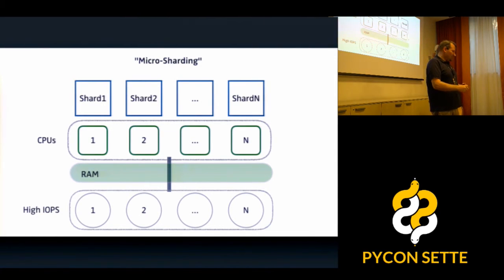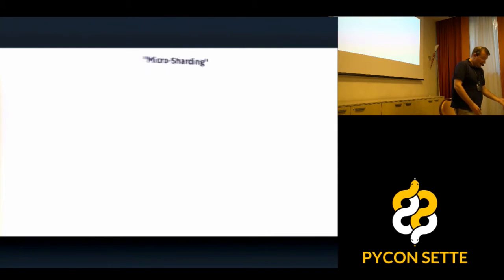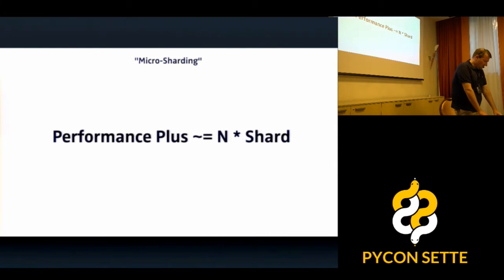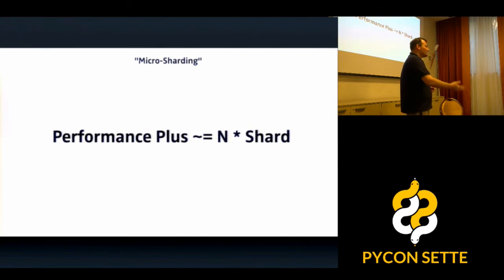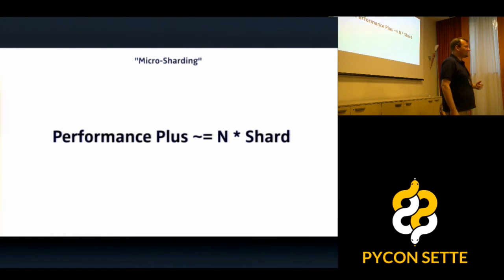There's a whole tutorial on how to set it up, and I actually did a little experiment last night, so I'm going to show you the results later. Basically, with micro-sharding on just a single machine, we can accomplish a performance plus of a factor of the number of shards. So if we have the biggest box from Amazon, 40 cores, a lot of IOPS, lots of RAM, we can have a performance plus of factor 40. We can run our code 40 times faster.